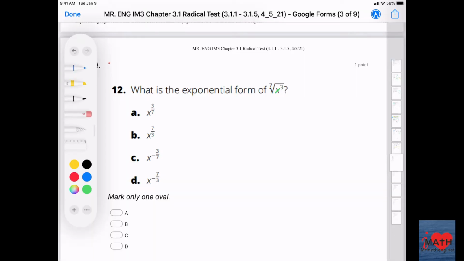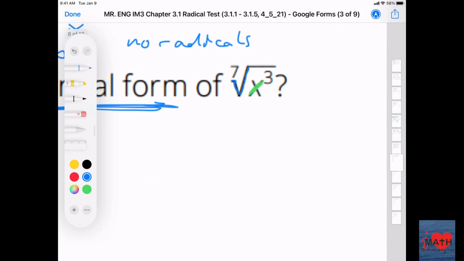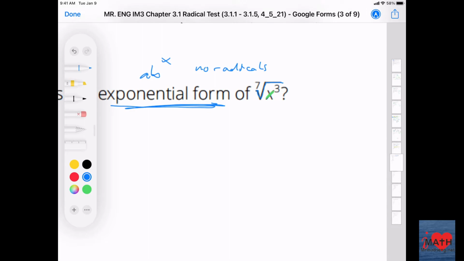Number 12 is asking us to, what is the exponential form? Exponential form just basically means you have an exponent, but more importantly, no radicals. And this, my friends, is a radical. Another way that they are saying what they want from us is rational exponents. Okay, so take a look at this x here. I have it in green. And this 3 becomes its numerator, the top of the fraction.